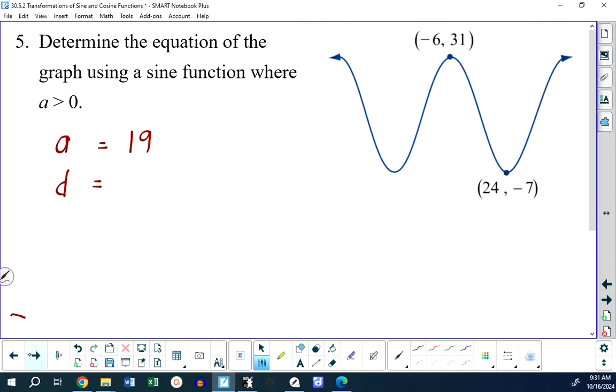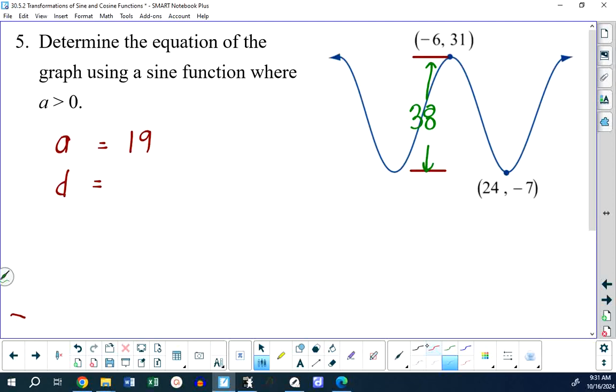What I'm doing is looking at how far it is from the negative 7, which is a y coordinate, up to the positive 31. This total distance is 38 units, if I added correctly, and I'm pretty sure I did. So if I divide 38 by 2, that gives me the amplitude of 19, which means I can use a equals 19.